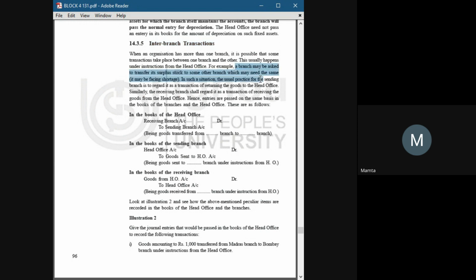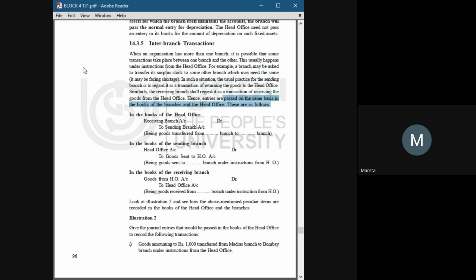We have an example. A branch may be asked to transfer its surplus stock to some other branch, which may need the same. In such a situation, the usual practice for the sending branch is to regard it as a transaction of returning the goods to head office. Similarly, the receiving branch shall regard it as the transaction of receiving the goods from the head office. Hence, entries are passed on the same basis in the books of account of branches and head office.